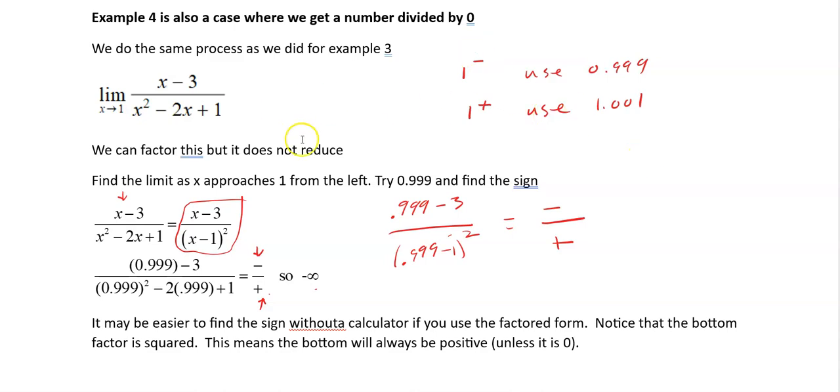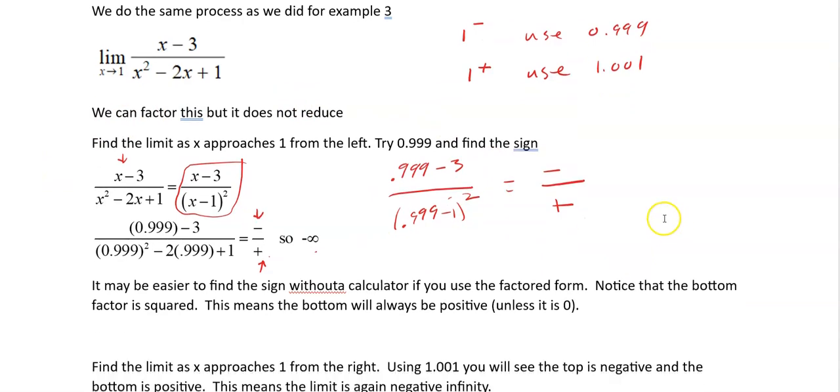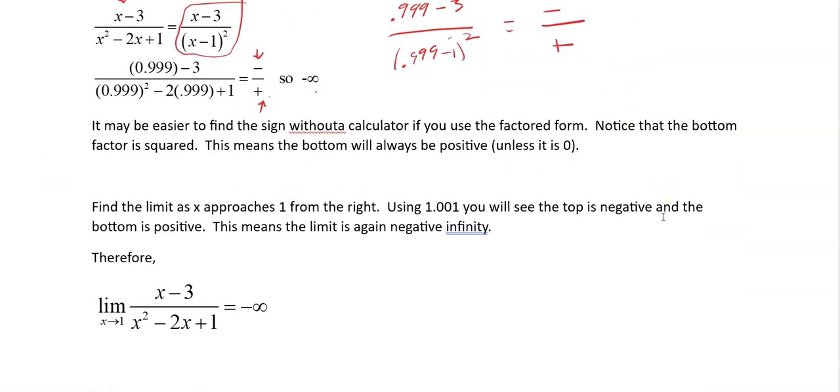So when I go down and try the limit as x goes to 1 from the left, my conclusion here is the limit as x goes to 1 from numbers slightly less than 1, which would be the minus sign at the top, of x minus 3 over x squared minus 2x plus 1. My conclusion is that side of the limit is negative infinity.